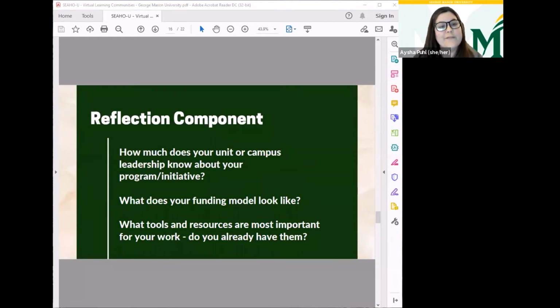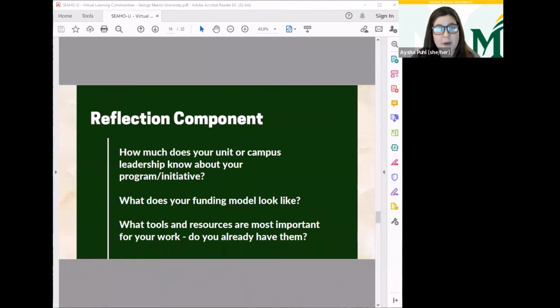Quick check-in with our reflection. So how much does your unit or campus leadership know about your program or initiative? Like Devon said, we still had to make a case for this. We still had to write that proposal and really think about our why and talk to that. But the fact that they knew the learning community model existed and was a strong foundation meant that they kind of came to us, right? They saw this as a potential place to really leverage that virtual engagement to help with retention efforts.